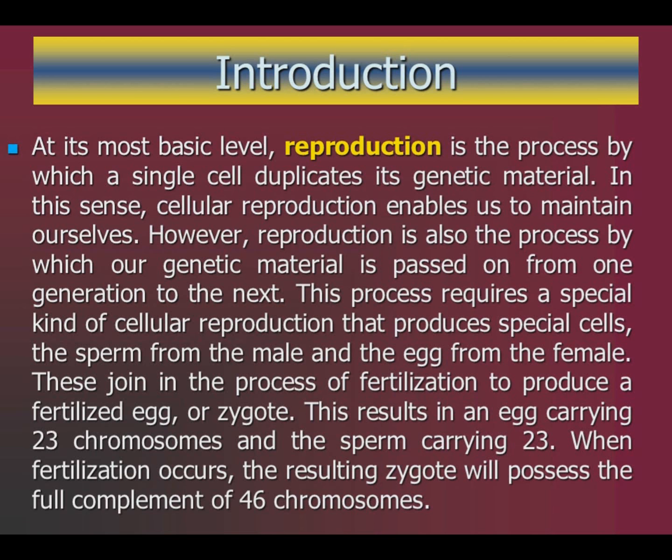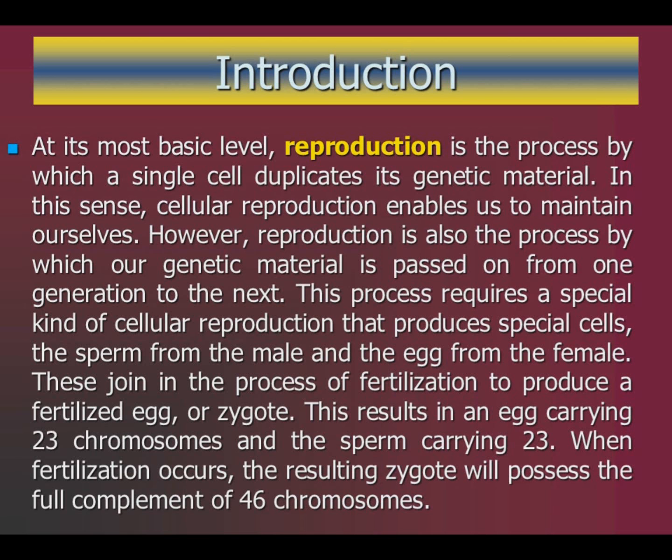However, reproduction is also the process by which our genetic material is passed on from one generation to the next. This process requires a special kind of cellular reproduction that produces special cells, the sperm from the male and the egg from the female. These join in the process of fertilization to produce a fertilized egg, or zygote. The special type of cellular division that produces the sex cells is called meiosis.